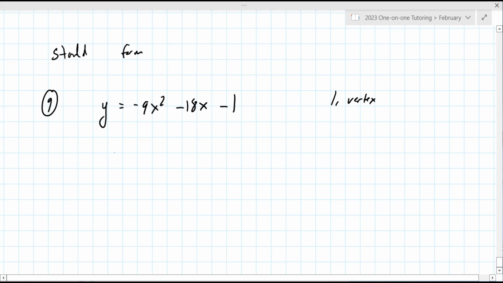I think we did this last time. You have to identify A, B, and C. A equals -9, B equals -18, and that's all you need. So then it's negative B over 2A, right? Right. Okay, so then 18 over -18 equals -1. Then you plug -1 in, right?